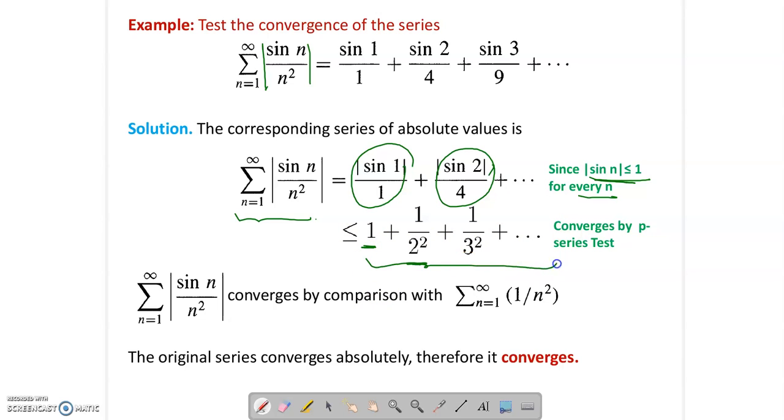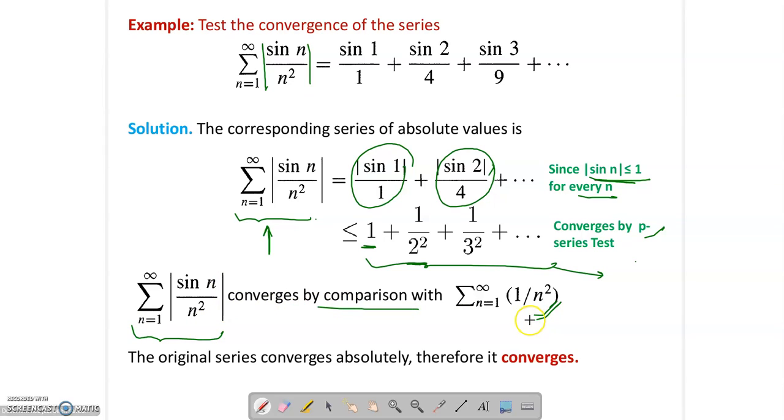Now this is a p series. For p equal to 2, this is the series summation n going from 1 to infinity 1 by n square. Now this series converges by the p series test. So what we have in hand is that this series is less than or equal to this corresponding series, and the series summation 1 by n square is a convergent one. So we can say that the series summation n going from 1 to infinity mod of sin n by n square converges by comparison with this one.